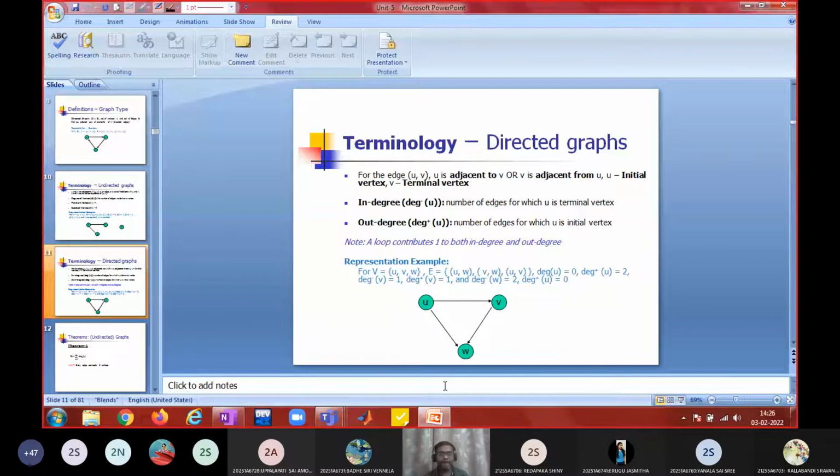As I said, out degree and in degree. In degree is denoted with degree minus, and out degree is denoted with degree plus. For U, out degree is 1 plus 1, 2. There is no in degree. For V, in degree is 1, out degree is 1. For W, in degree is 2, there is no out degree.